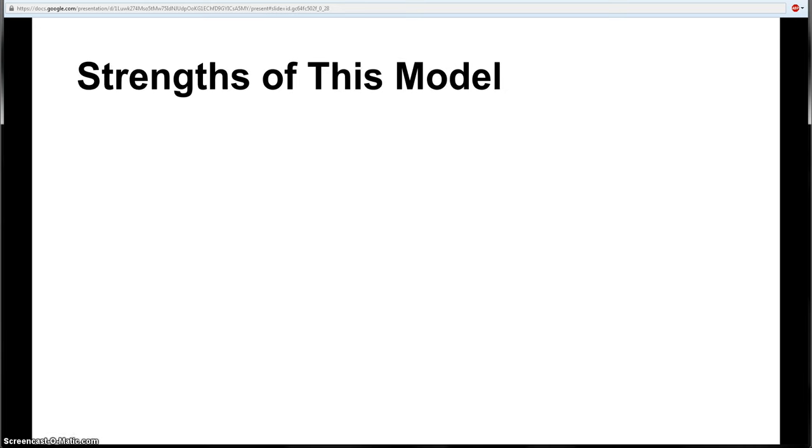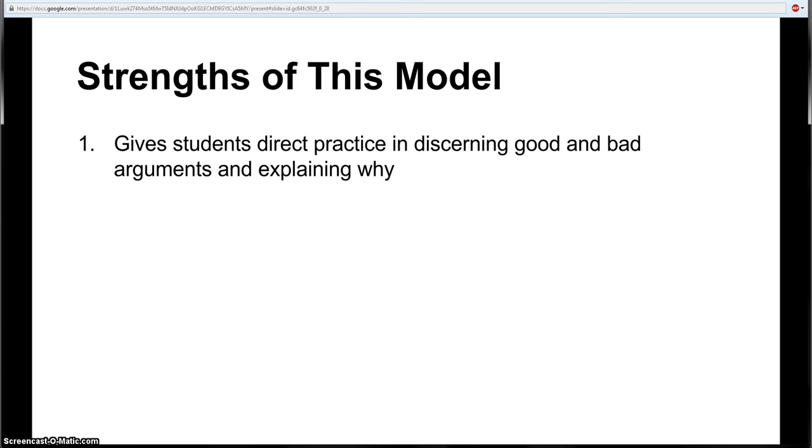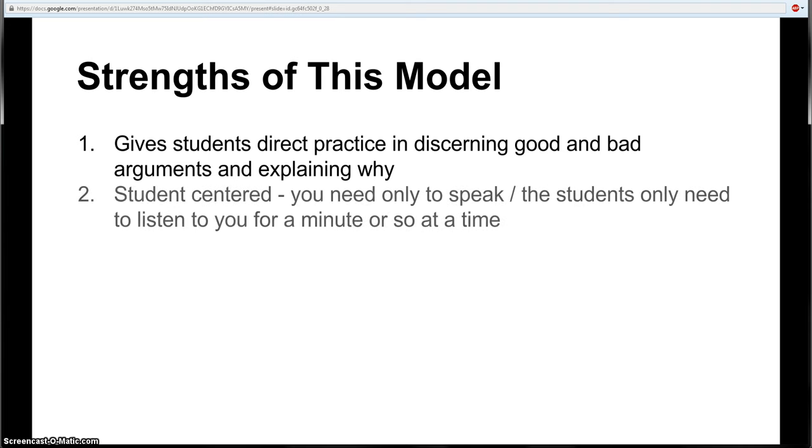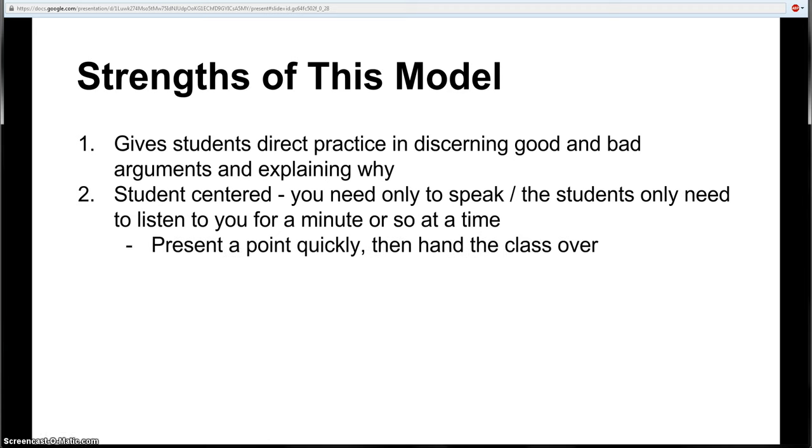So what are the strengths of this model? First, it gives students direct practice in discerning good and bad arguments and explaining why. Second, it's student-centered. You need only to speak, and the students only need to listen to you for a minute or so at a time. So you're going to present between 3 and 5 points for both sides. So that's a maximum of 10 minutes of you speaking directly, where the students need to sit in their chair and listen. So remember to present a point quickly and then hand the class over.